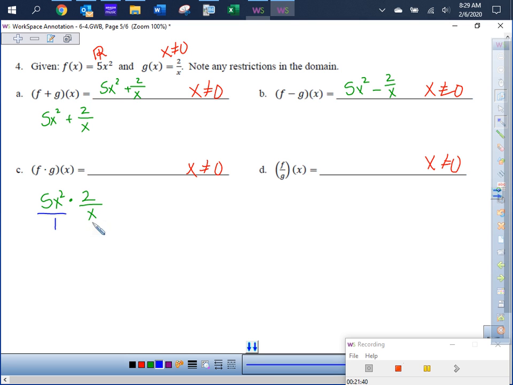So since 2 over x was a fraction, I'm going to make 5x squared over 1 a fraction and multiply like so. Numerator times numerator is 10x squared. Denominator is x. And that can clean up, because don't you have some x's upstairs and some x's downstairs in that case? So what would this clean up to be, guys? 10x over 1, which I'm just going to call 10x.